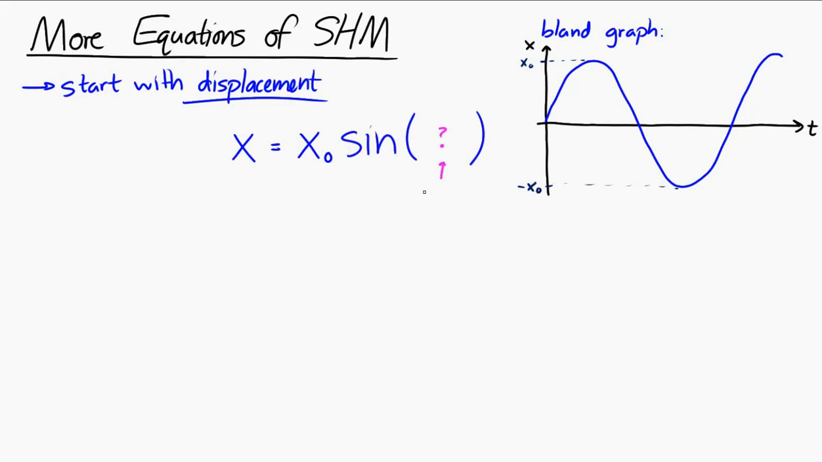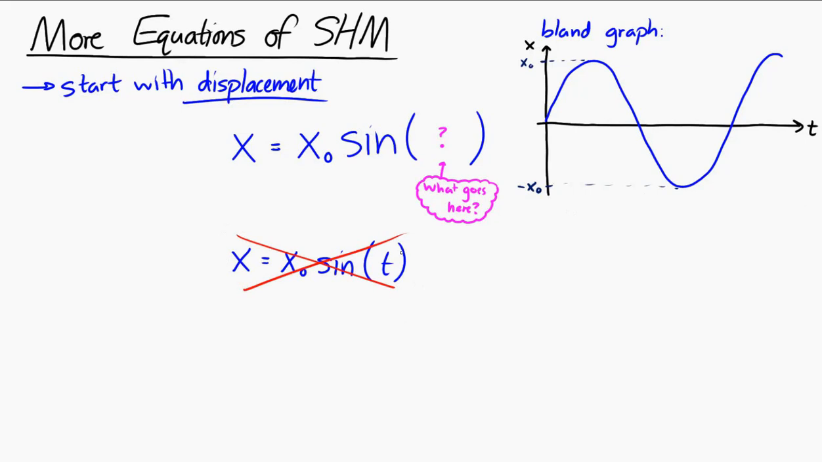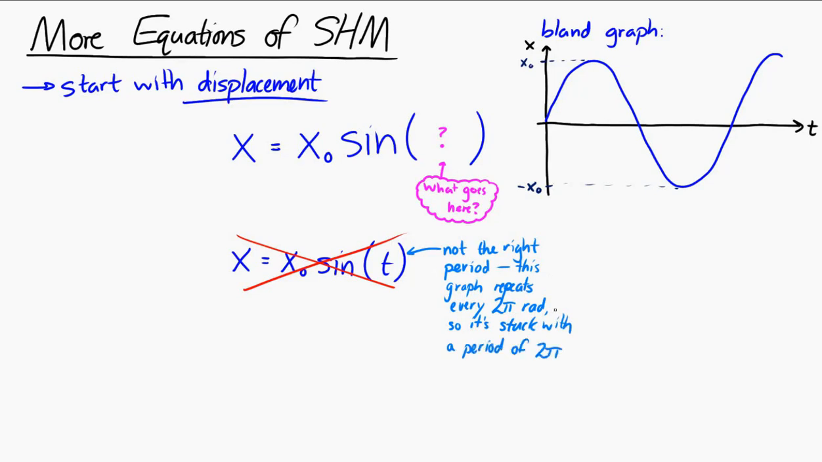What goes in there? What's the something? That's the question. Well, it can't be that x equals x0 times the sine of t. It can't just be t as the argument of sine. That wouldn't give us the right period. If we did this, well, sine repeats every 2 pi radians. So this is just a graph that repeats itself every 2 pi, no matter what. And that's not necessarily the period.